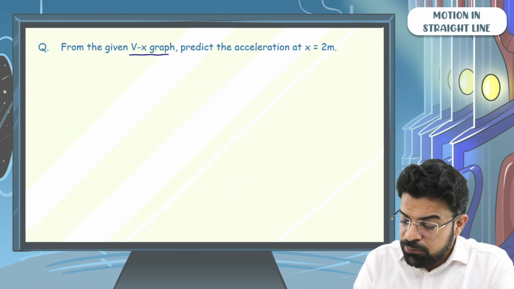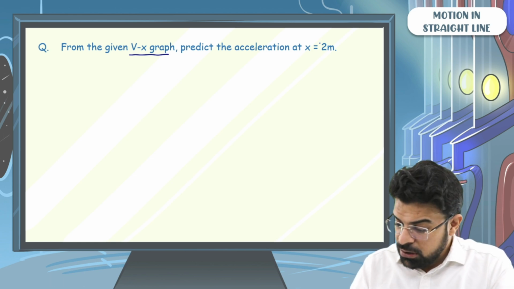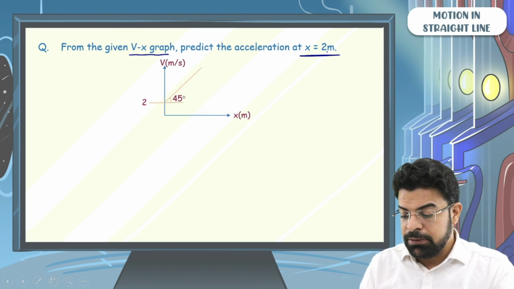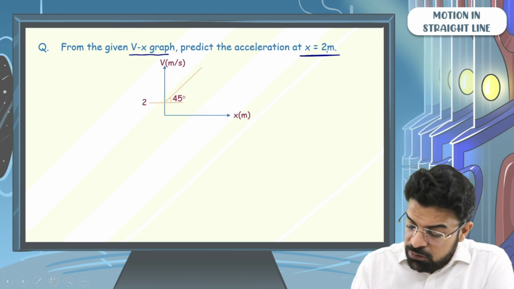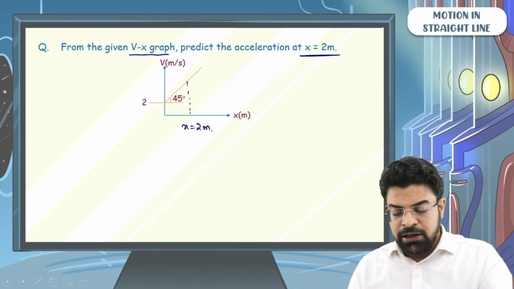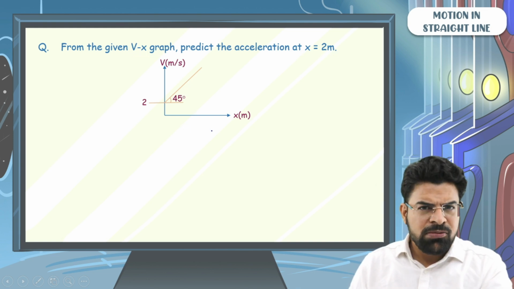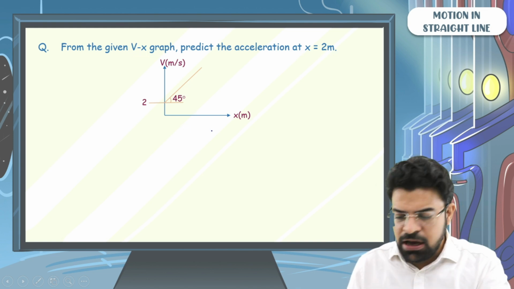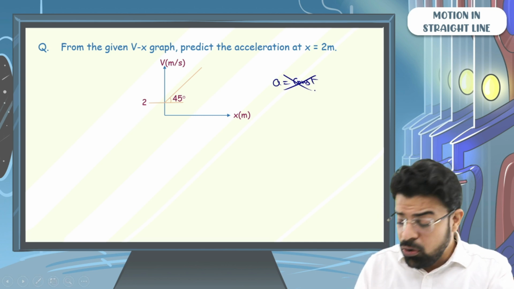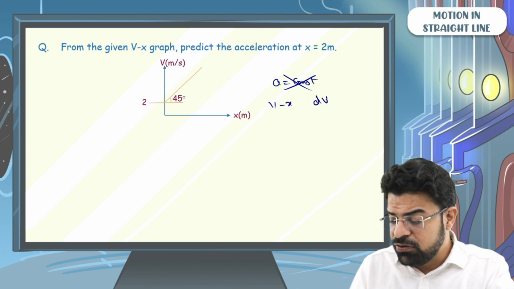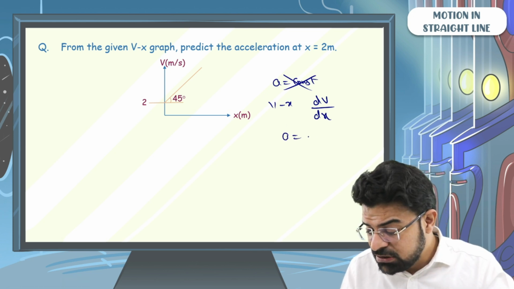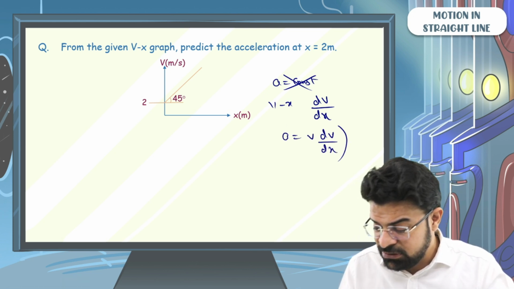From the given velocity position graph, predict the acceleration at x equals 2 meter. So here we have a velocity position graph and we need to tell what will be the acceleration of the particle at x equals 2 meter. Again, as soon as the student sees a straight line on a velocity position graph, he says, sir, it means that acceleration is constant. No beta. The slope of velocity position graph gives you dv by dx and acceleration is not at all equal to dv by dx. Acceleration is equal to v dv by dx.